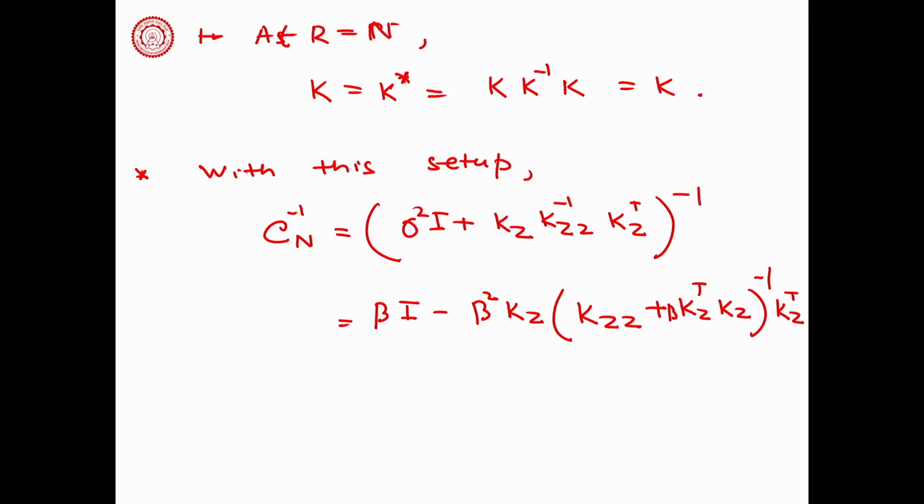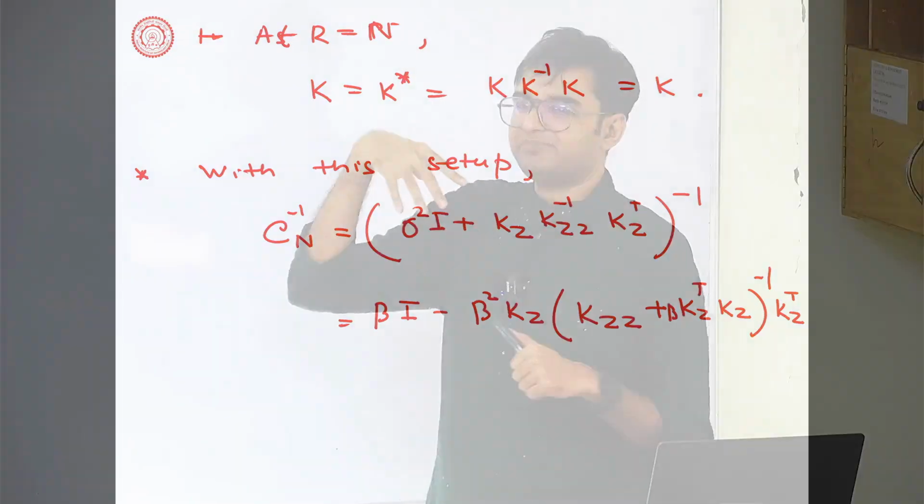Which means again you have to only invert an R cross R matrix. So you have to only invert a matrix of the size of your subset, right, and that is why it is known as the subset selection method, because the better subset you select, the better will be your accuracy. Any question on this, or is it clear?